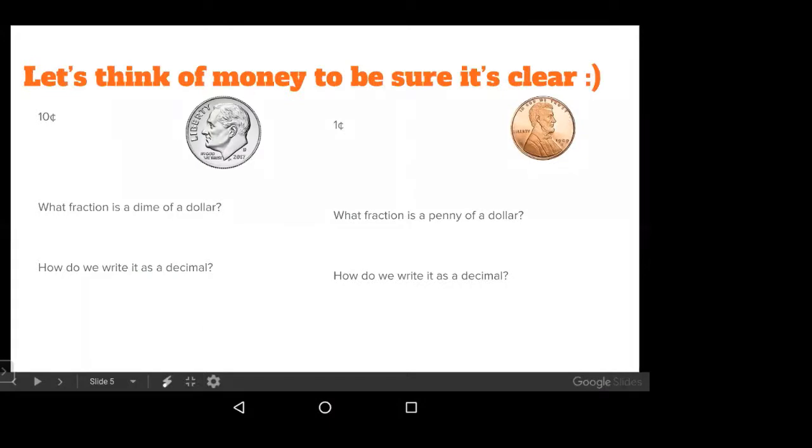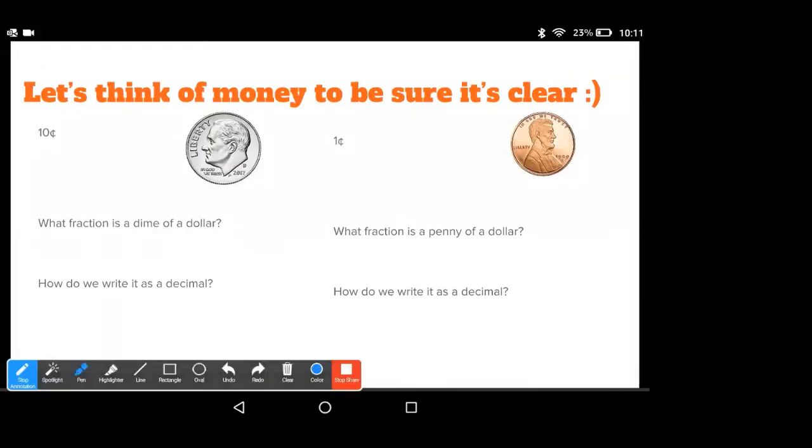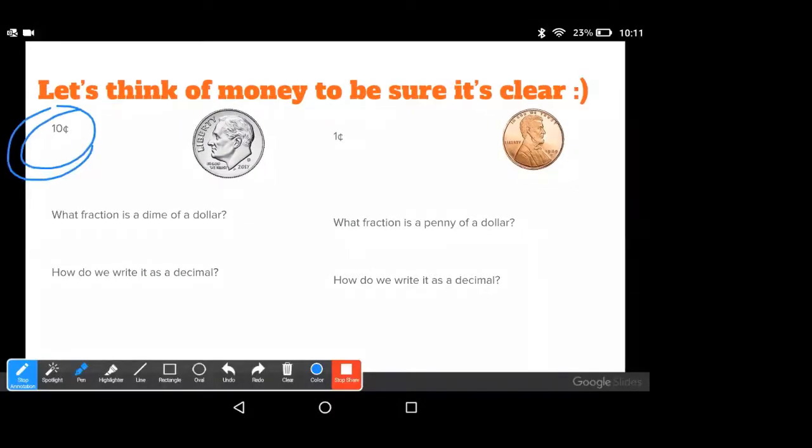10 cents, think about 10 cents here. I've got a dime, 10 cents. So what fraction is a dime of a dollar? How many dimes do I need to make a dollar? Count it up, 10, 20, 30, 40, keep going till you get to a dollar. How many dimes do I need? I need 10 dimes to make a dollar.